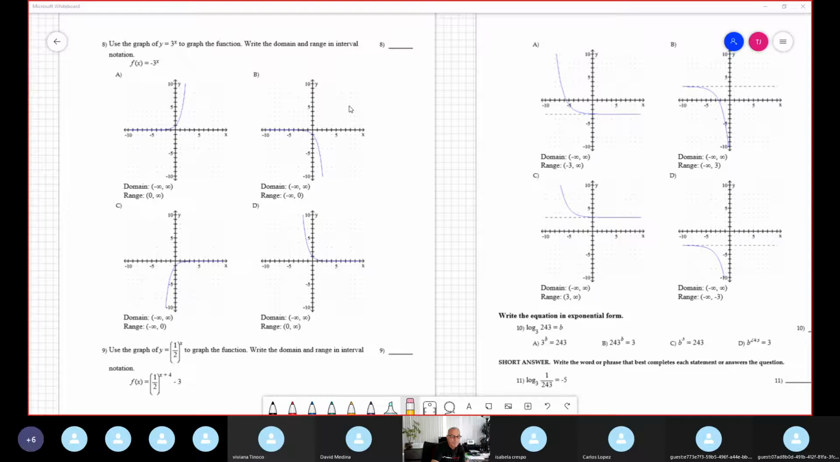Therefore, in my opinion, this is option B. Is it correct? Do you recognize it?